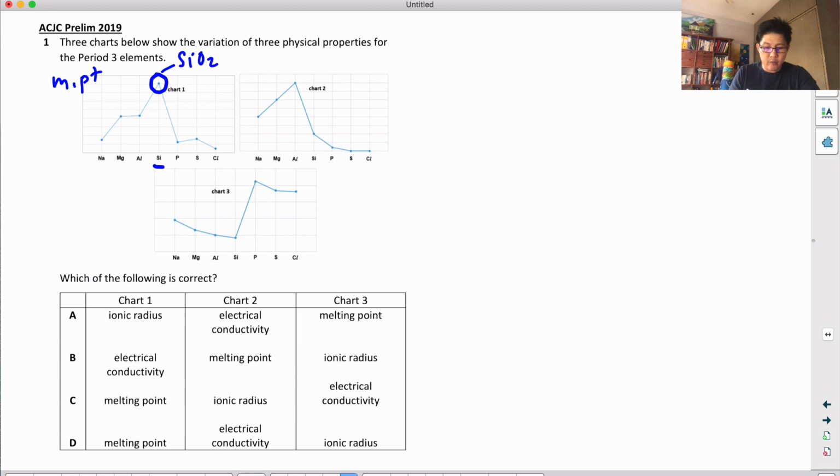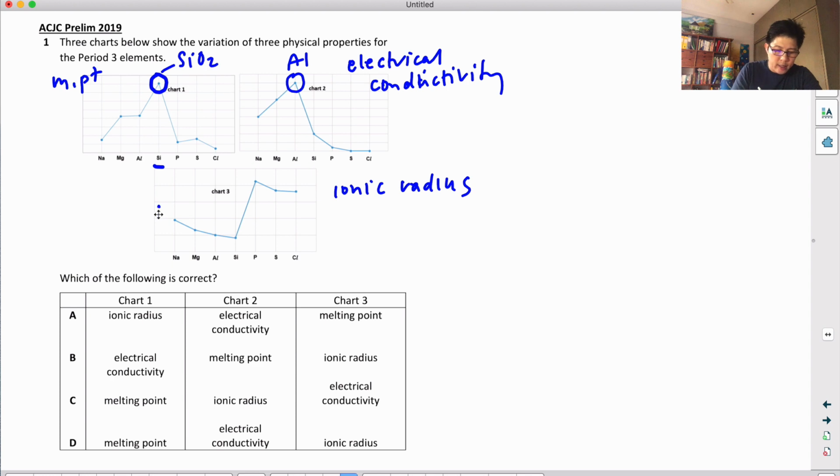For aluminum, the highest peak is for electrical conductivity, because it has the most valence electrons and can lose 3 electrons, so it will be the best conductor. This S-shaped graph, you must remember, is the ionic radius. So this is Na+, Mg2+, Al3+, Si4+, and then up here are P3-, S2-, and Cl-.